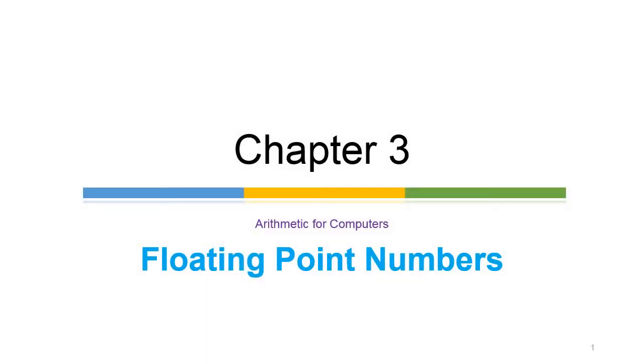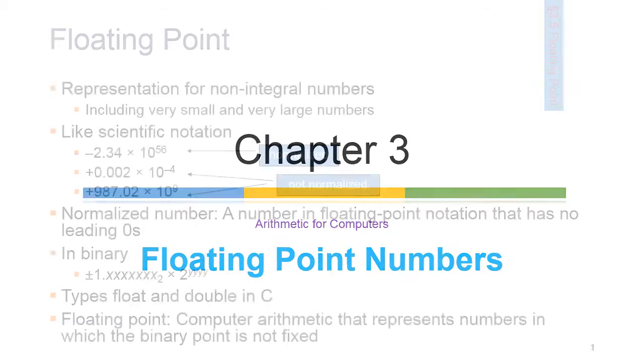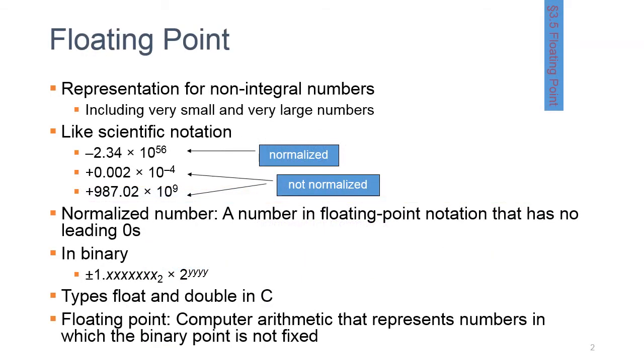Floating point numbers. Going beyond signed and unsigned numbers, programming languages support numbers with fractions, which are called reals in mathematics. Here are some examples of real numbers: minus 2.34 times 10 to the power 56.